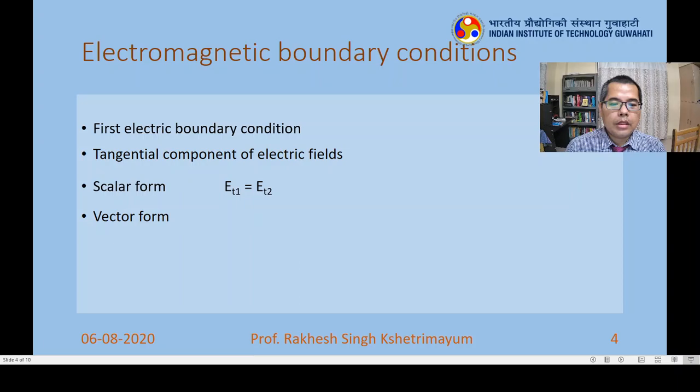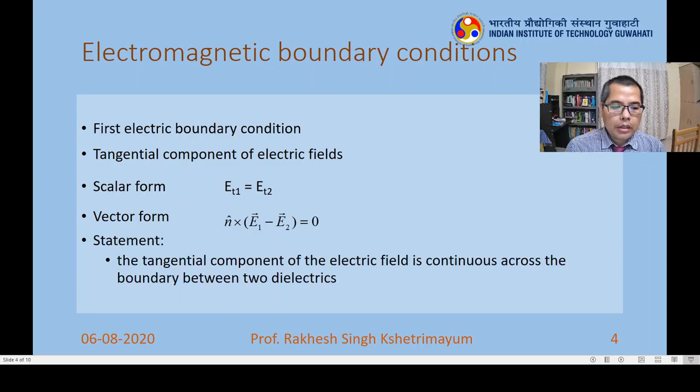In vector form, we can simply write it as n cross (E1 minus E2) is equal to 0. n is the normal vector at the interface. We have already discussed that in the previous slide. Now, what is the statement? The statement can be interpreted from the scalar form ET1 is equal to ET2. We can state it such that the tangential component of the electric field is always continuous across the boundary between two dielectrics. So this is the first electric boundary condition.